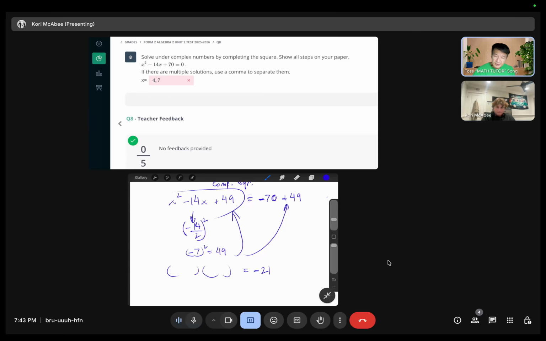But anyway, this side can be factored. Now, how do you do this? You can guess the combination if you want. The close numbers to each other are 7 and 7. But then, how do I get 14? I can add them, but I have to make sure it's a negative and a negative. You see that? There it is. Now, I did this on purpose.